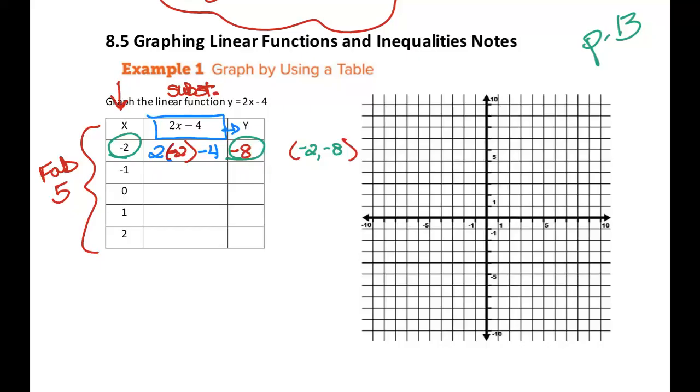Diana, are you with me? All right, so the next one, it starts the same way. 2 times my X value of -1, -4. 2 times -1 is -2. Take away 4 more, and that's going to be -6. So that's going to be the ordered pair of -1, -6. Does everybody see what we're doing?